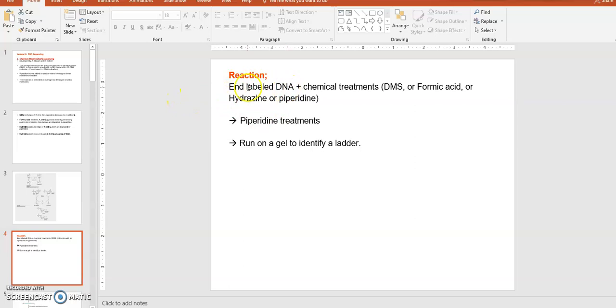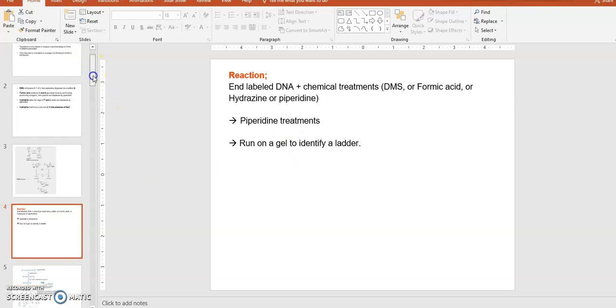You will have that in large quantity, and then that DNA will be exposed to those chemicals like DMS or formic acid or hydrazine with the presence of strong salt. Then after the chemical treatment is done, they will be exposed to piperidine, and piperidine will cut those modified bases. Once that's done, you separate those DNA molecules that are modified and cut on a gel, to identify which part of the DNA was modified and cut. So that's how the sequencing works.